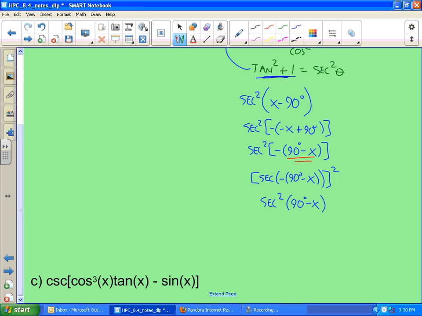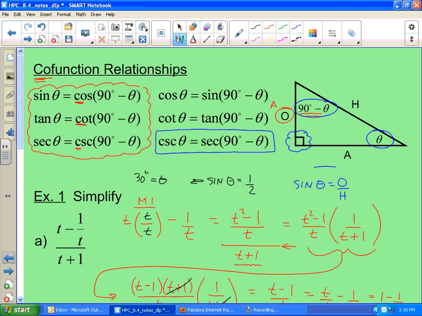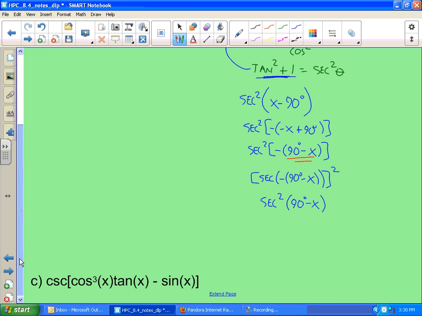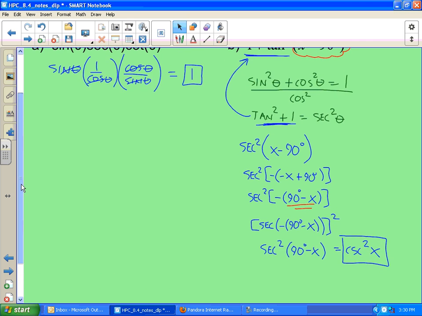Well, that's good, because that is one of my cofunction relationships. Which one is it? Well, let's back up one. We see that a secant of 90 minus an angle is equal to a cosecant. So in that case, what we have here is actually the equivalent of a cosecant squared of x. And there we are.